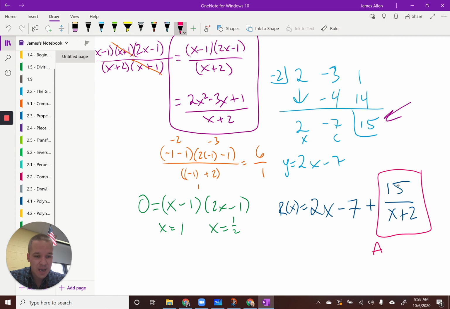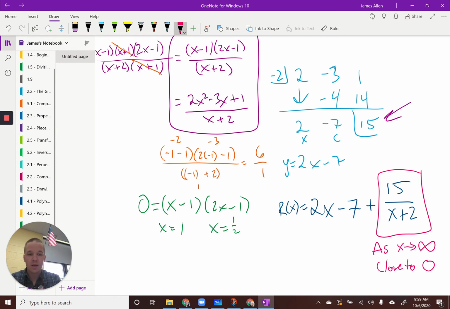Well, as x approaches infinity, meaning as x gets larger and larger, this is going to get really, really close to 0. Close to 0, right? Never quite get there, but infinitely closer to a value of 0. 15 divided by 1,000,000 is real close to 0, but 15 divided by 2,000,000 is even closer to 0.